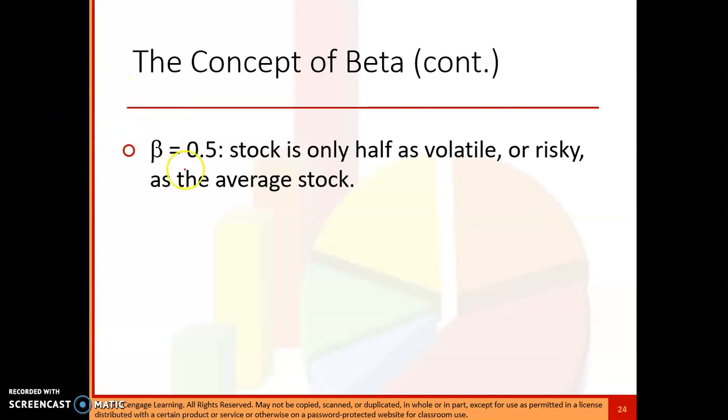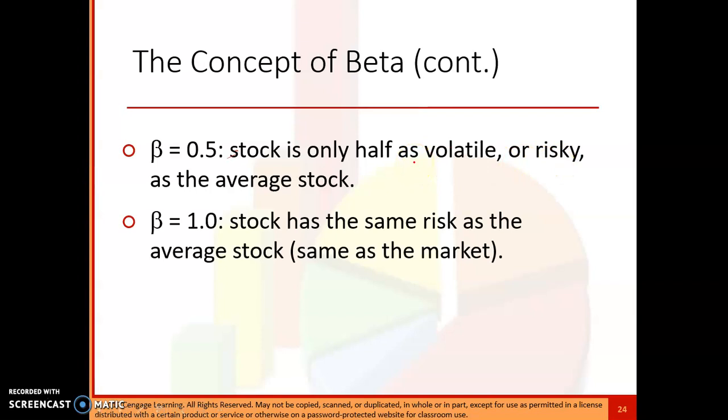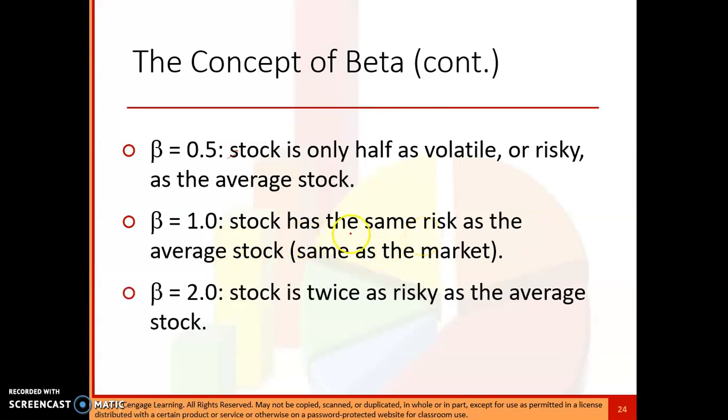So if beta is 0.5, this stock is only half as volatile as the market, or half as risky as the average stock in the market. A beta of 1 has the same risk as the average stock, so the same as the market. A beta of 2 is twice as risky as the average stock. So the beta coefficient is relative to the riskiness of that stock.